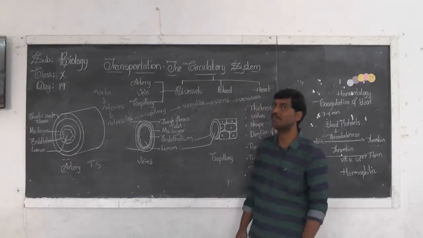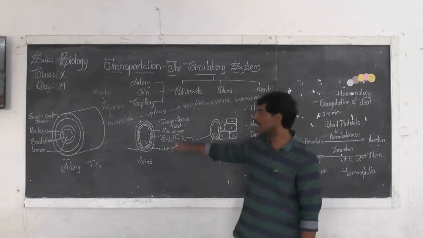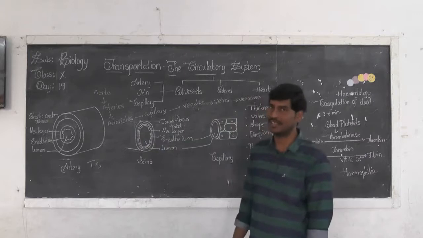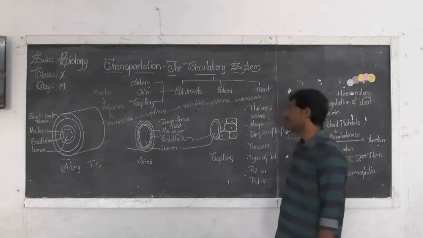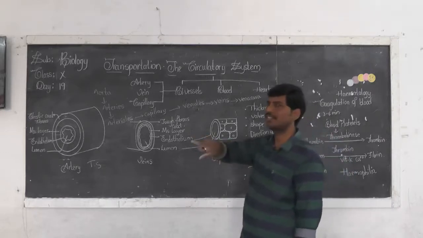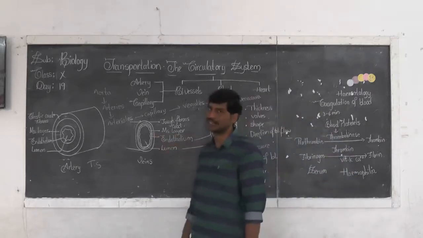Against gravity, the blood is being pushed up, right? So these valves are present in veins, but they are absent in arteries. Okay, then coming to the shape, right? So shape here means when blood is not present.